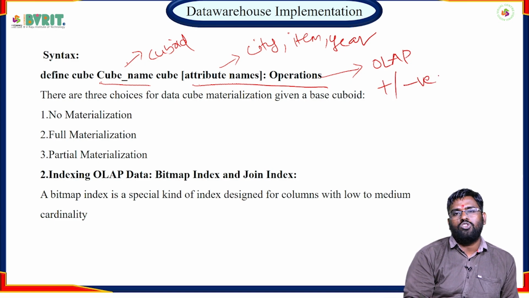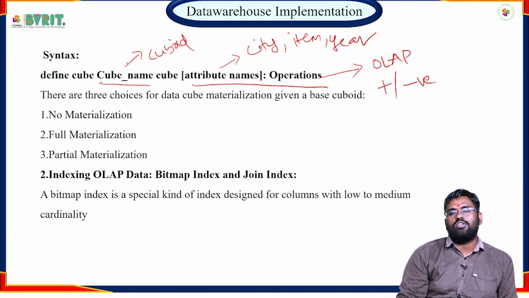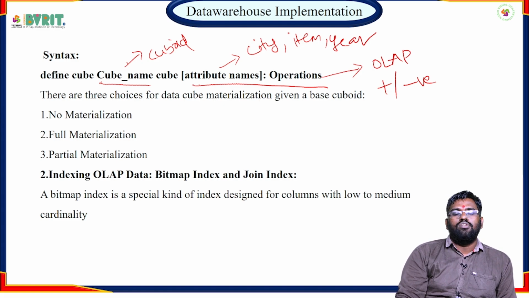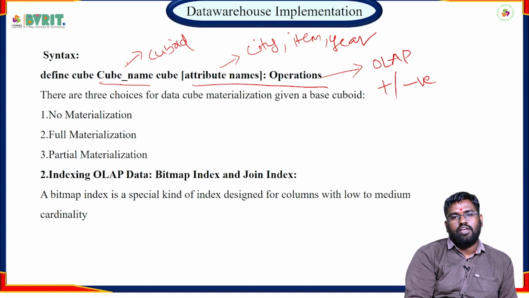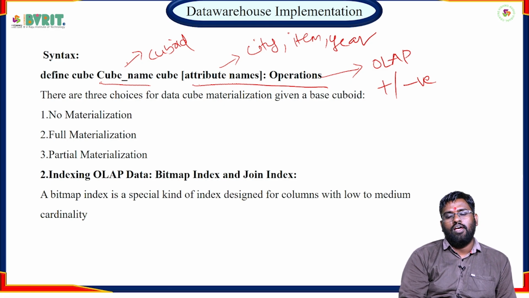These are all the operations we need to perform. The syntax for the cuboid is this one. Define cube is the keyword to be used. Cube name means we have to take the user's cuboid name, and cube is the keyword. Attribute names means which attributes we take to represent the cuboids.